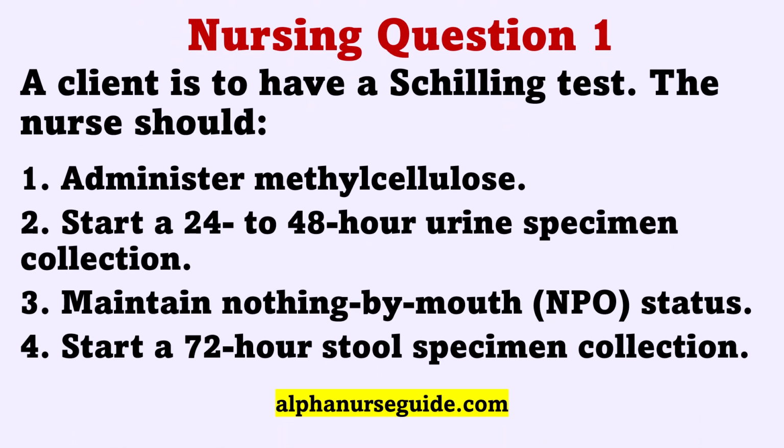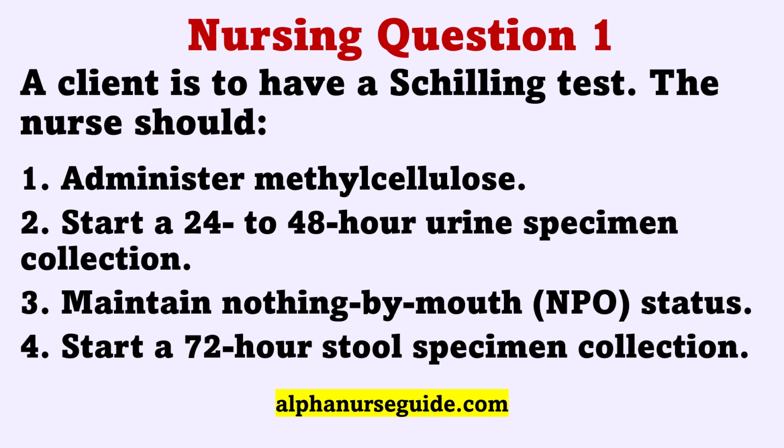A client is to have a Schilling test. The nurse should: 1. Administer methylcellulose. 2. Start a 24 to 48-hour urine specimen collection. 3. Maintain nothing by mouth status. 4. Start a 72-hour stool specimen collection.